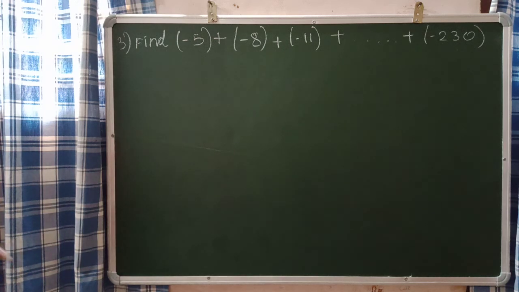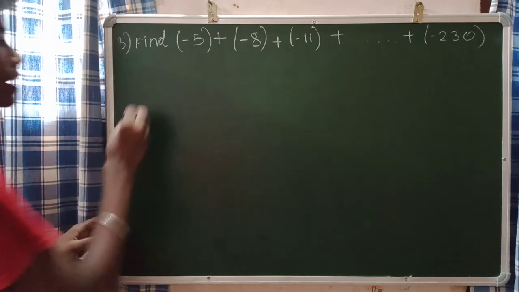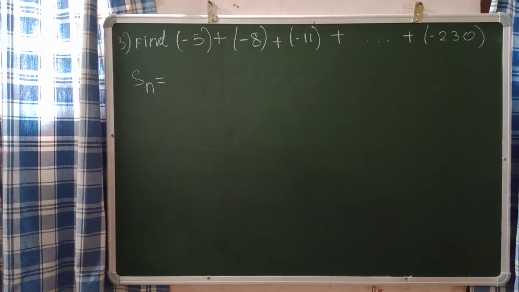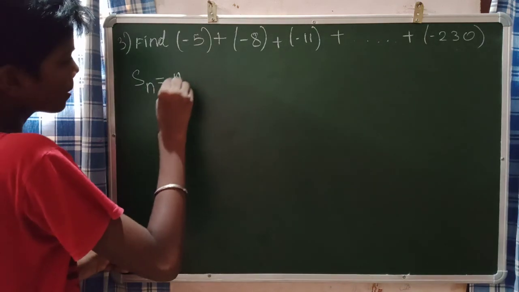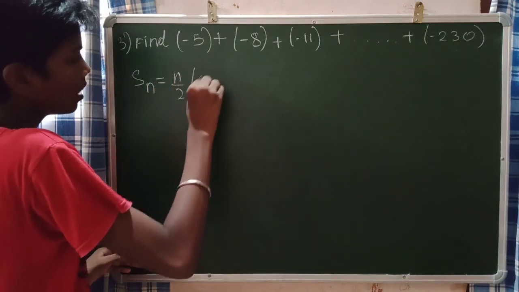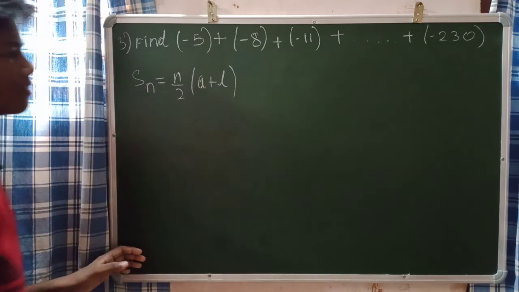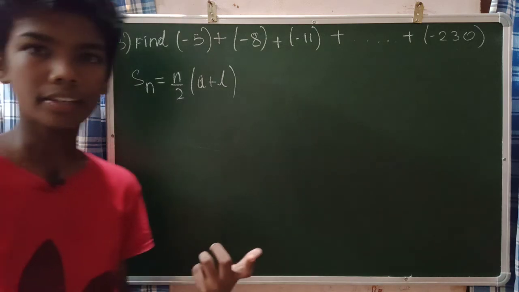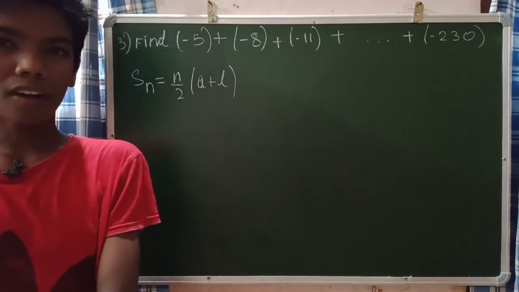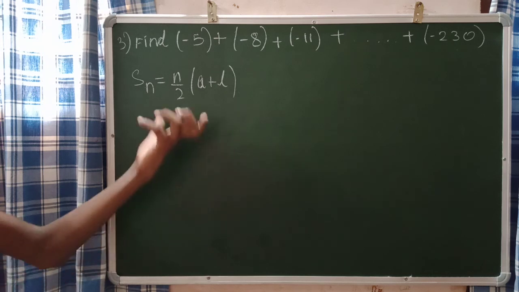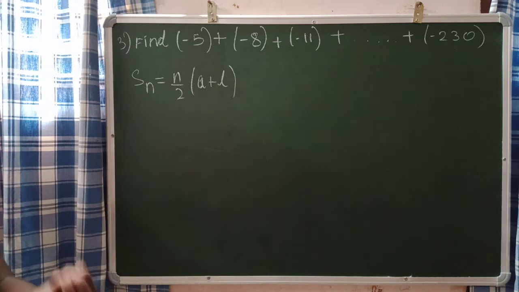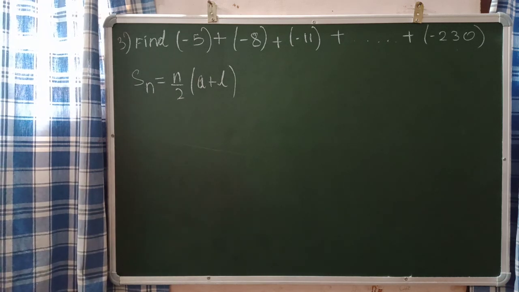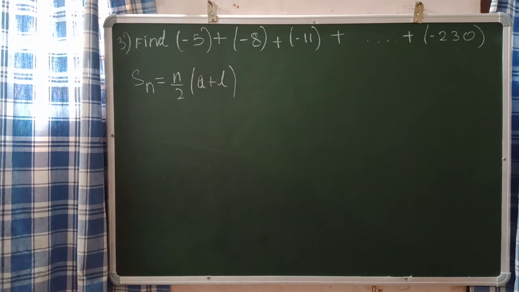So guys, what is the formula for the sum of n terms of an AP? Sum of n terms of an AP is nothing but n by 2 into first term plus last term. We have another formula, n by 2 into 2a plus n minus 1 into d, but I am not going to use that formula because this formula is very easy. N by 2 into first term plus last term, it's a laddu matter. If you use the other formula, it looks complicated.